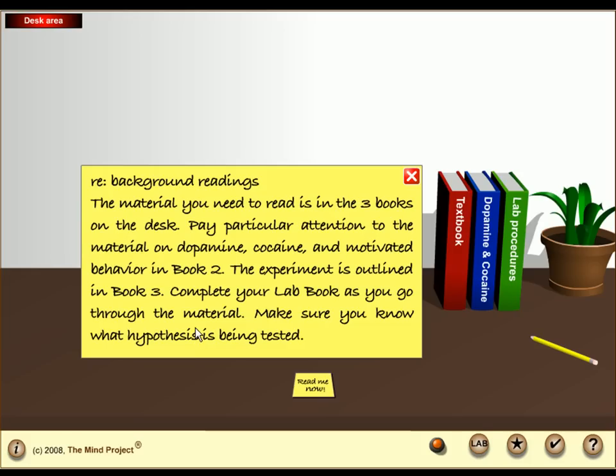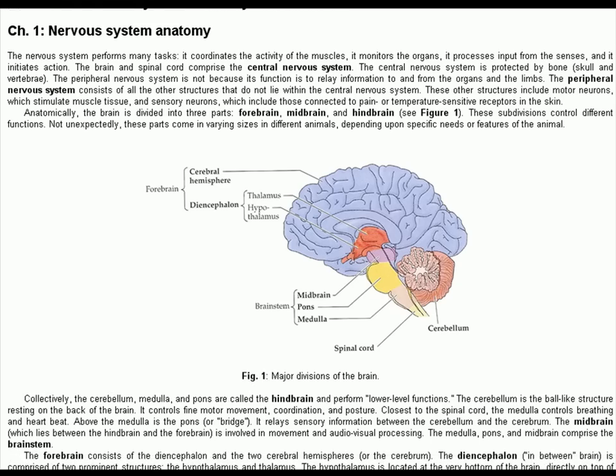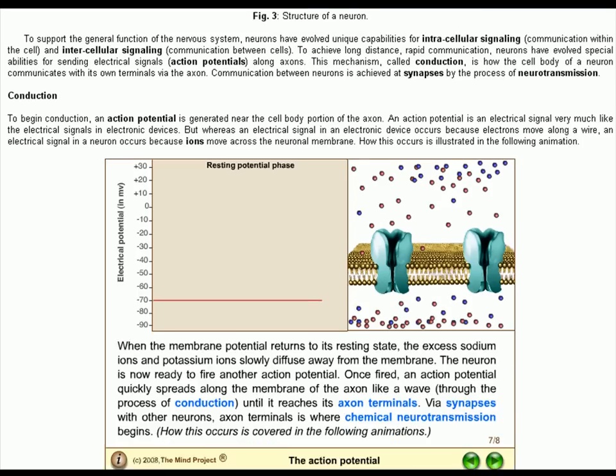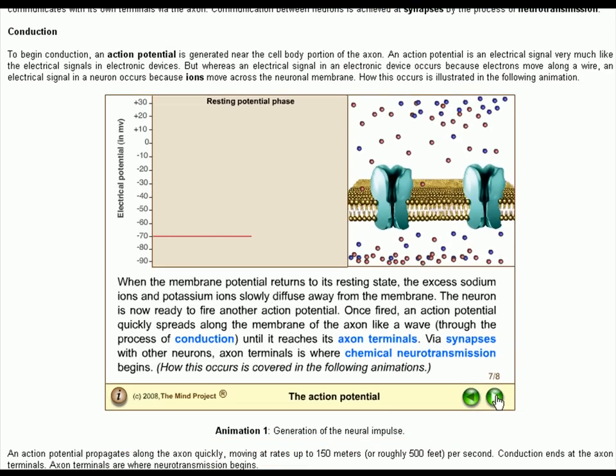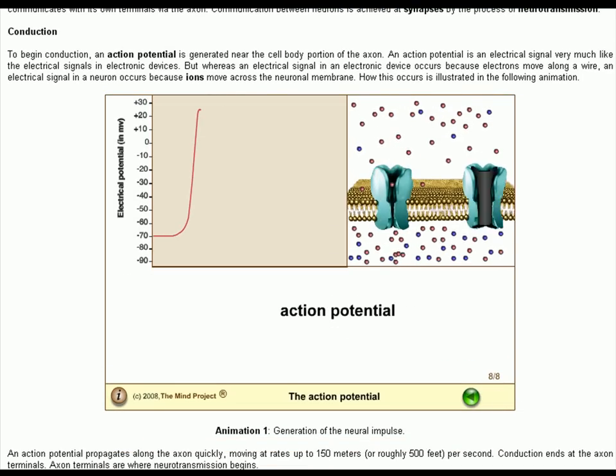In the corner is a desk where you will learn some details about the brain and view some interactive animations that show how neurons function and the role that certain chemicals, called neurotransmitters, play in sending messages in the brain. This animation shows how an action potential is generated when ions move across the membrane of a neuron.